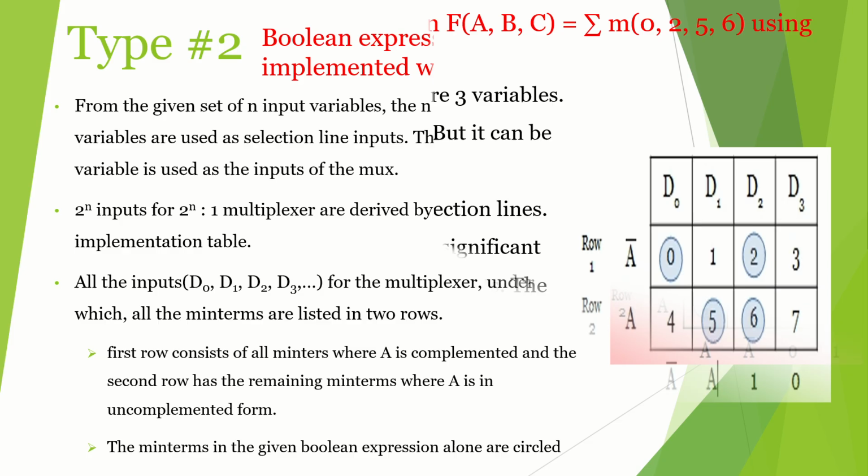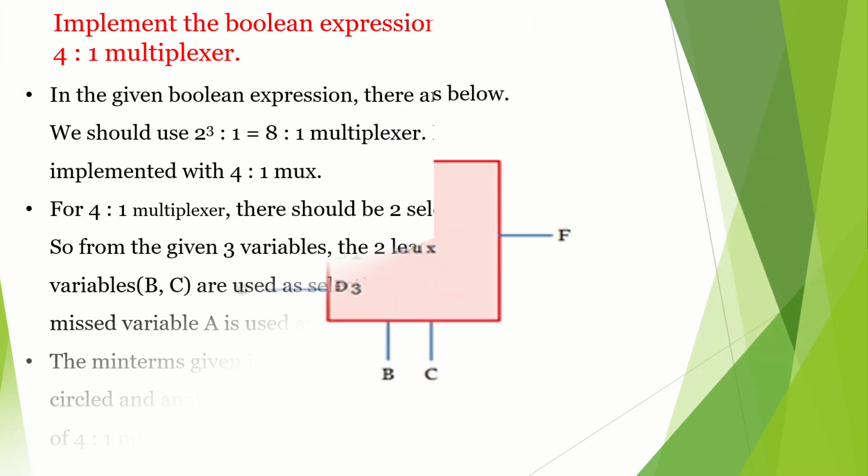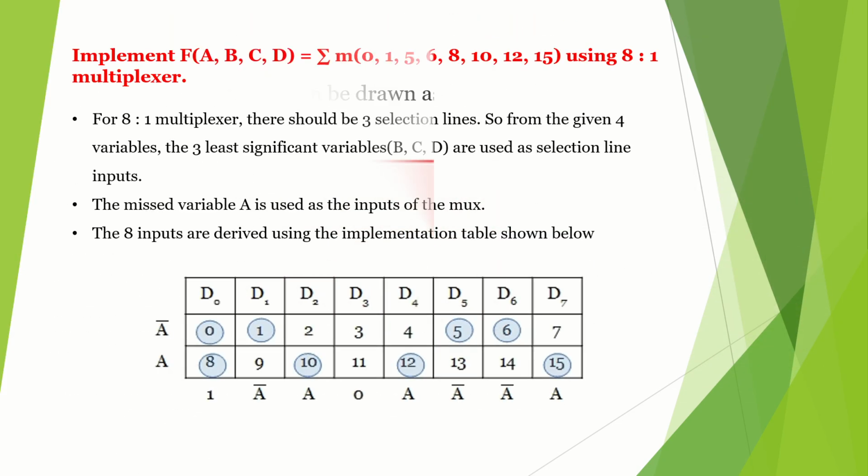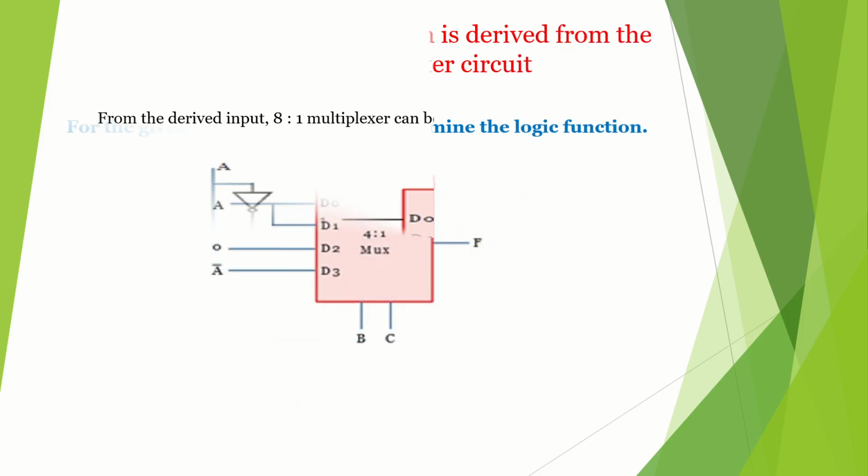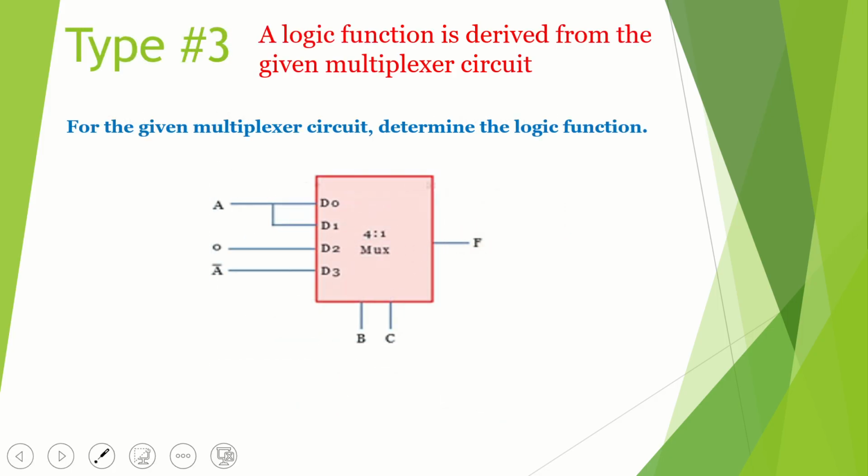Okay, then the third type. A logic function is derived from the given multiplexer. Here we have the logic diagram, but we didn't know the Boolean function for this block diagram. So we have to derive the logic function from the circuit. So look at this diagram.